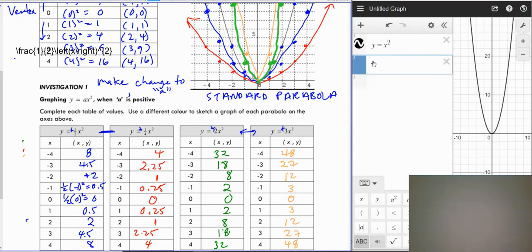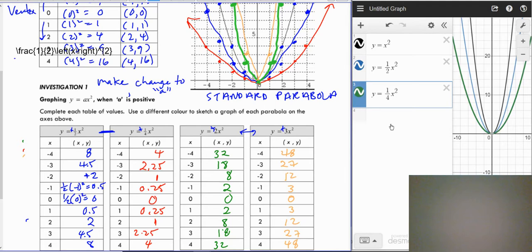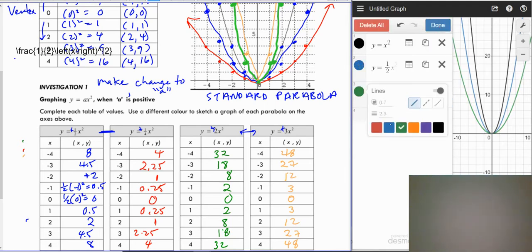Okay, the next one, what was the next one we did? We did y equals 1/2 x squared. And that one we used blue, so hey, that matches up. And y equals 1/4 x squared. Now we'll just change that because we used red. So let's go and change that to red.